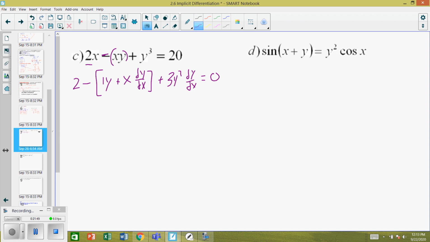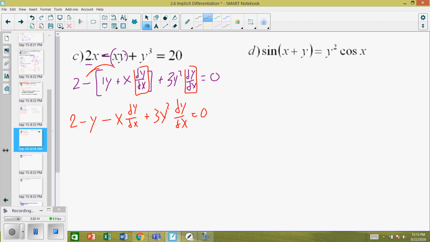Now, the only difference in this case is that we have 2 dy's over dx's. So we're going to have to do some factoring here. First of all, let's distribute the negative. So I got 2 minus y minus x dy over dx plus 3y squared dy over dx equals 0.